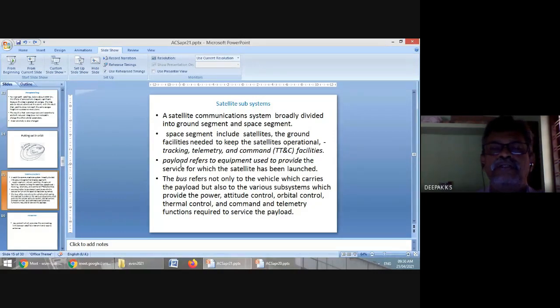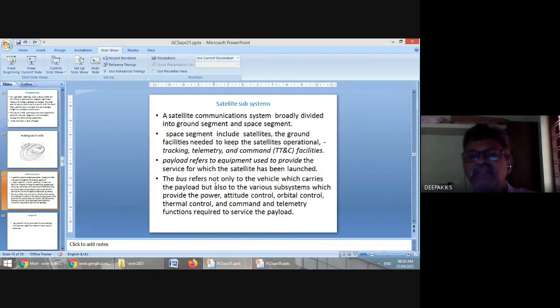Payload refers to equipment used to provide the service for which the satellite has been launched. A satellite is launched for some specific purpose, and the payload is the equipment that provides this service. There will be a lot of supporting systems as well, and so there is a term bus and a term payload.